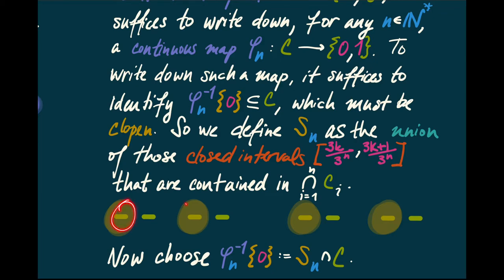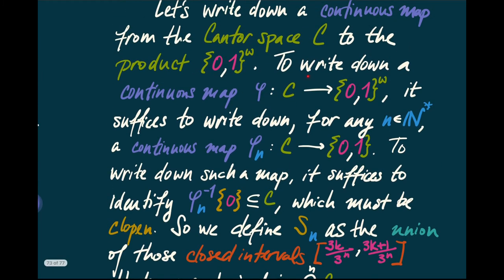Okay, so these things are certainly clopen inside this intersection. And so when I intersect them with C itself, it'll be clopen again. So that means that S_n intersect C is clopen, and I'll simply choose phi_n inverse of 0 to be that clopen set. Okay, so what happens here? I'm taking the inverse image of 0 under phi_n to be this. That defines for me a continuous map from C to {0, 1} with the discrete topology. I have one of those for every positive natural number n, so I put those together into a map phi, which goes from the Cantor space to the infinite product of {0, 1} with itself. That map phi turns out to be a homeomorphism.